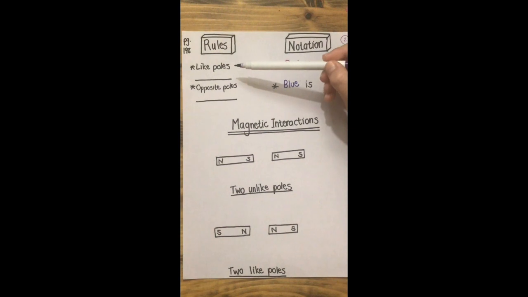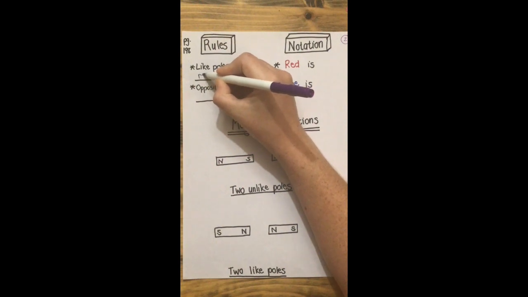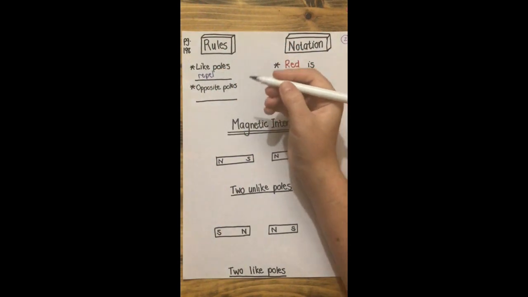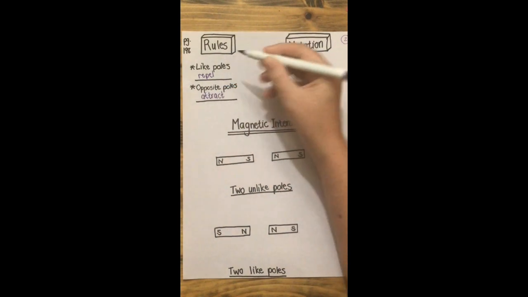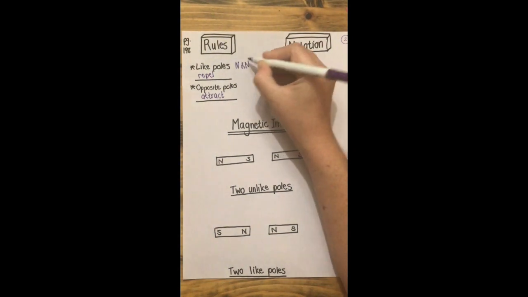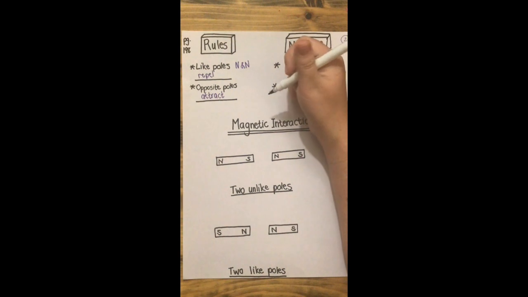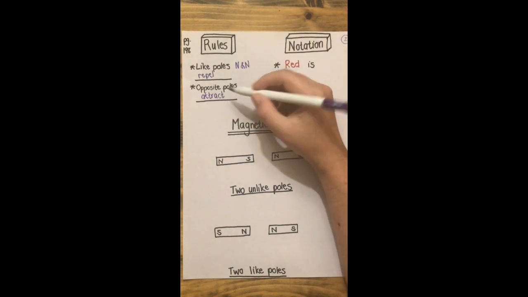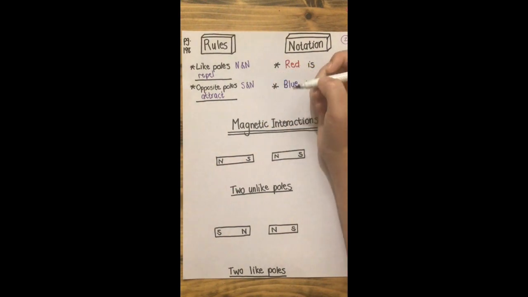So our basic rules, like with positive and negative charges: like poles repel and opposite poles attract. So for an example over there, like poles would be a north pole and a north pole. So 2 magnets where they both have north poles pointing towards each other, they would repel each other. Whereas a force of attraction would be seen between a south pole and a north pole. So different poles pointing towards each other, you would see a force of attraction between the two.